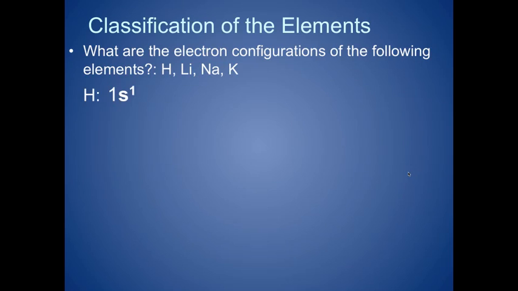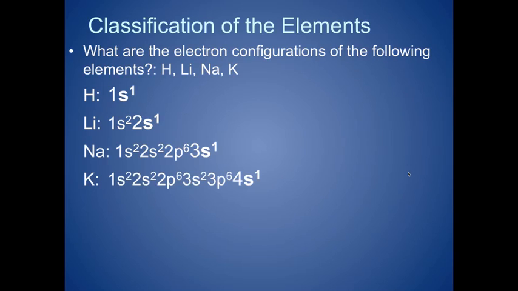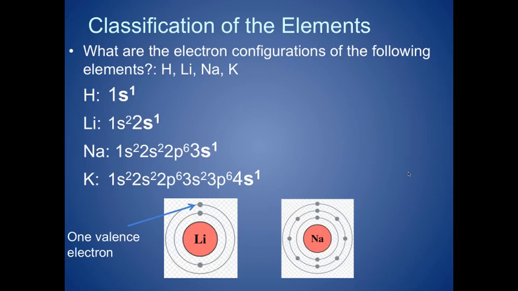Hydrogen is 1s1. So that's the electron configuration. The configuration of lithium is 1s2 and then 2s1. Sodium, 1s2, 2s2, 2p6, and then 3s1. Maybe you're seeing a pattern here. Potassium, again, ends at 4s1. So the fact that these all end in the same outer structure: notice lithium has that one valence electron. It's the outermost electron. The lowest energy level is full. The outer energy level has an s1 configuration right here.